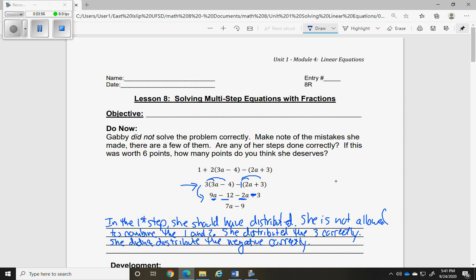And now we have to, again, look from one step to the next. So Gabby thinks that this step is right, so then of course she would continue. If this step was right, she should combine the 9a and the negative 2a, and that is a 7a, and then she should combine the negative 12 and the 3, and that is a negative 9. Oh good, Gabby knows how to combine like terms, so I'm going to say she combined like terms correctly.